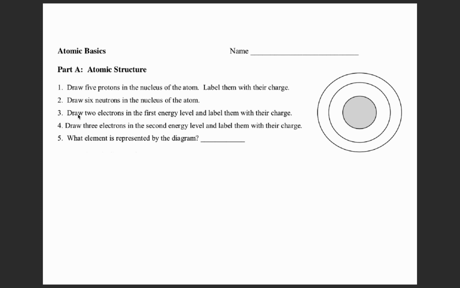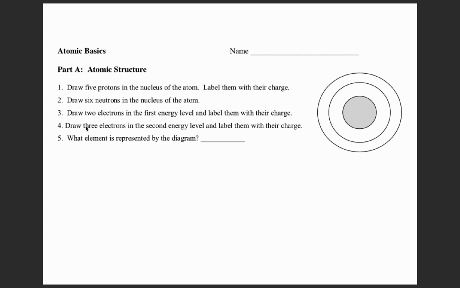And then number 3 says draw 2 electrons. And so this is my first ring. It's closest to the nucleus, and it's the smallest one. So it only holds 2 electrons. So I will put 2 negative signs, maybe one over here and one over here. In reality, the electrons are constantly moving anyway, so just separate them the best that you can.